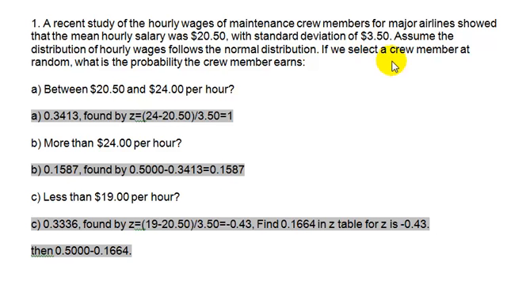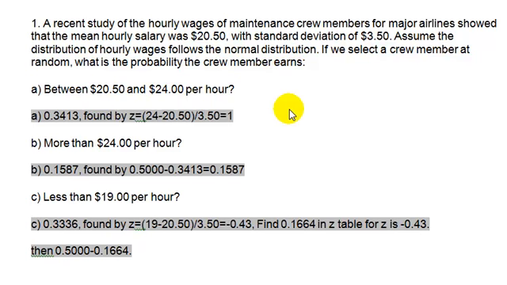If we select a crew member at random, what is the probability the crew member earns A, between 20.5 and 24 per hour? For this kind of question, first we know the distribution is normal, and the question asks us to find the probability that any person we choose has a salary falling into this range.